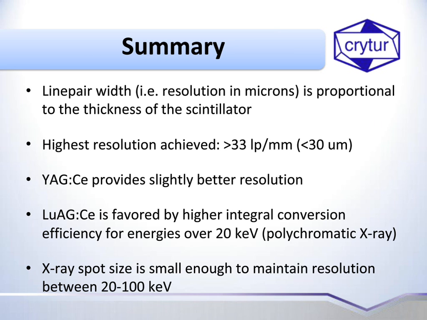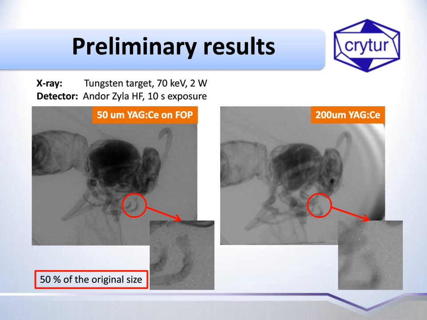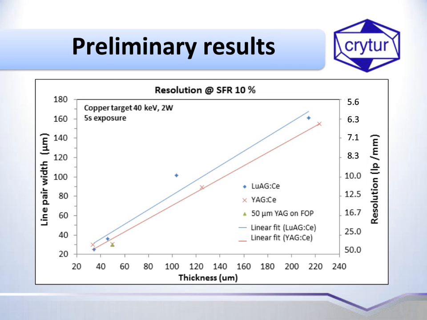There were two lines, so we could see that YAG, let's see, it will be easier for you, is slightly better. YAG is the red line, so you can see that it's lower in the graph, which means you have more line pairs per millimeter from YAG.